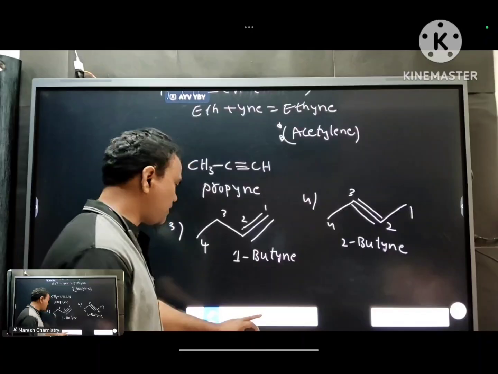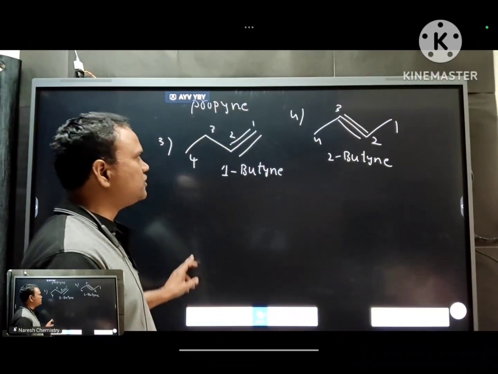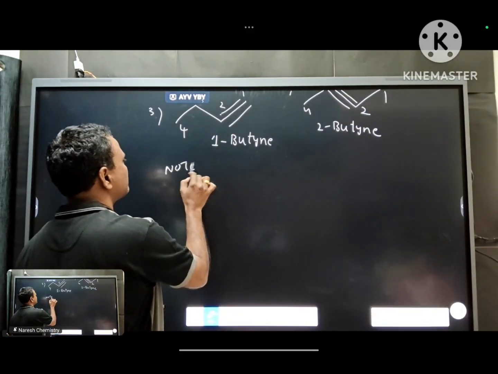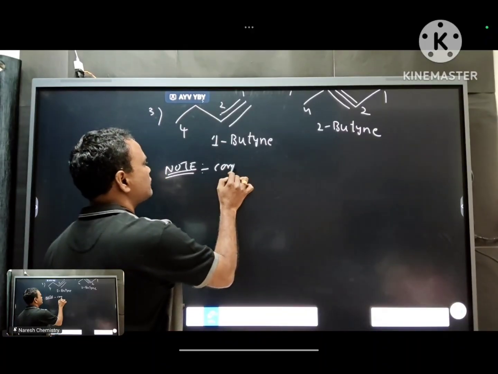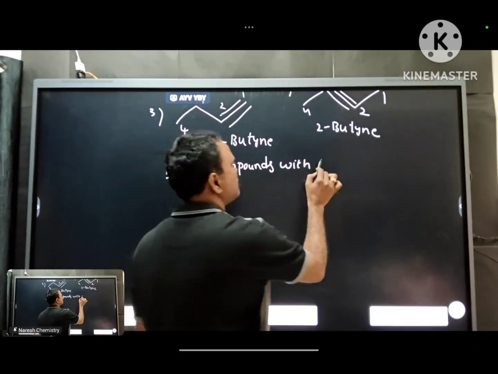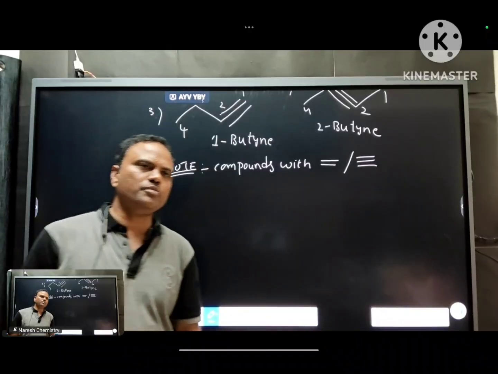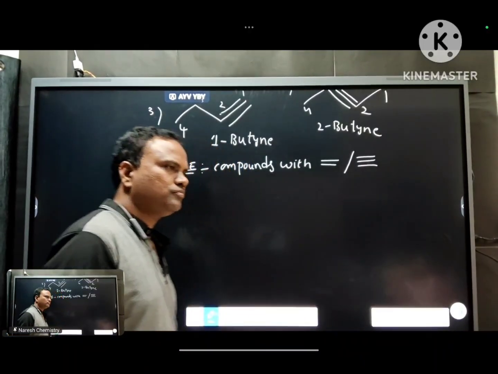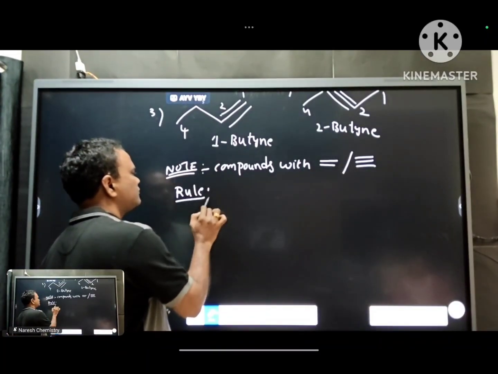Okay. Coming to the questions, model questions on alkynes. Without wasting time, go for model questions. Nomenclature of compounds with both double bond and triple bond. When both double and triple bonds are present, how to give the name? You should remember some rules.